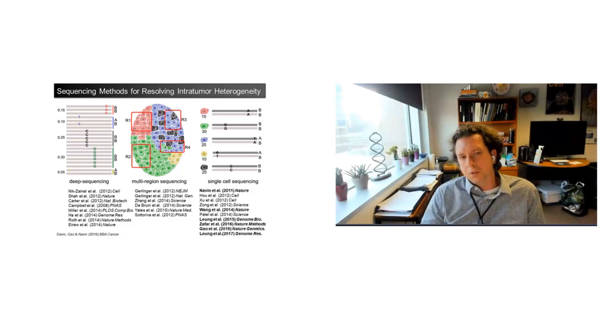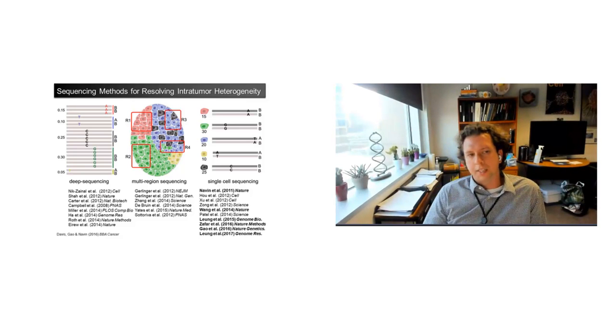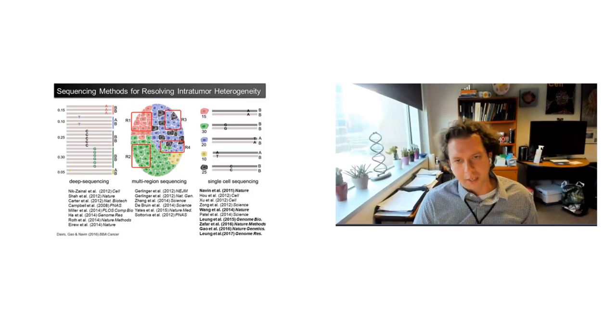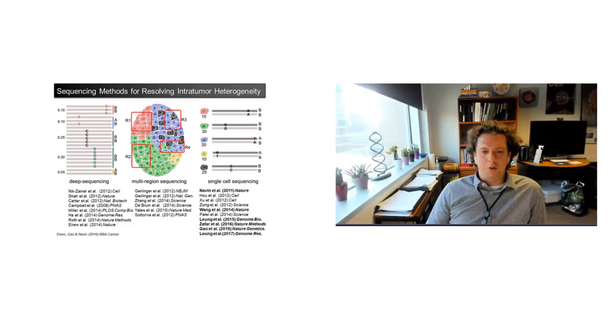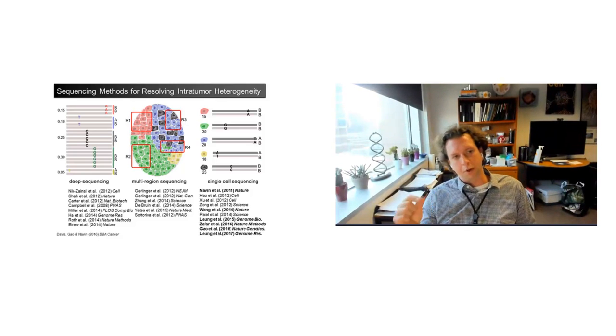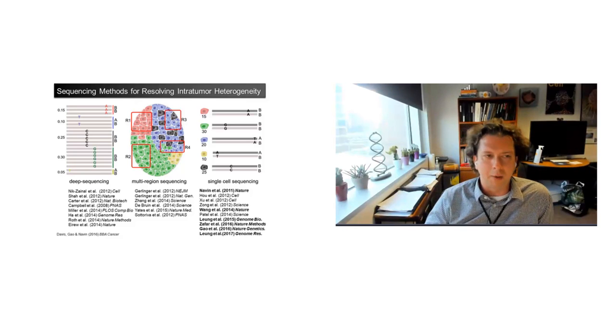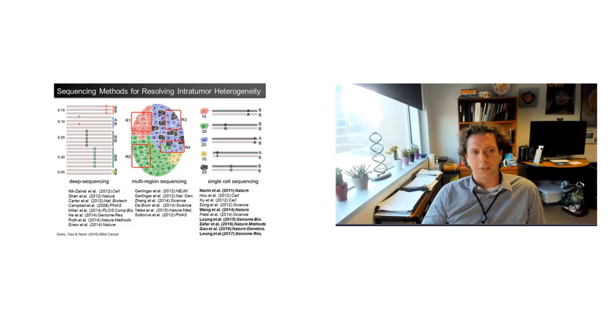So for sequencing technologies, there are really three approaches that have been used in the last decade or so to understand intratumor heterogeneity. The first approach involves deeply sequencing a tumor and then trying to cluster mutation frequencies and normalizing by copy number and purity to estimate how many clones are present. And this gives a good broad view, I think, of the major populations that are present.